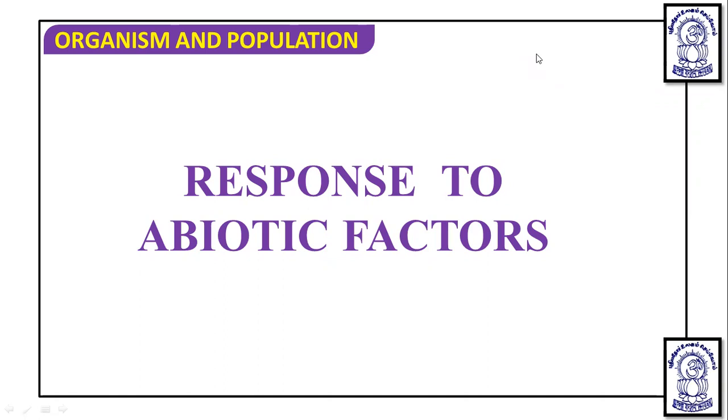Dear students, we are in continuation of the chapter Organisms and Populations. In some of the previous classes, we have already talked about the different abiotic factors like temperature, light, water, and the soil in detail. Now, how the organism responds to these abiotic factors, that we are going to understand under this topic, the response to abiotic factors.